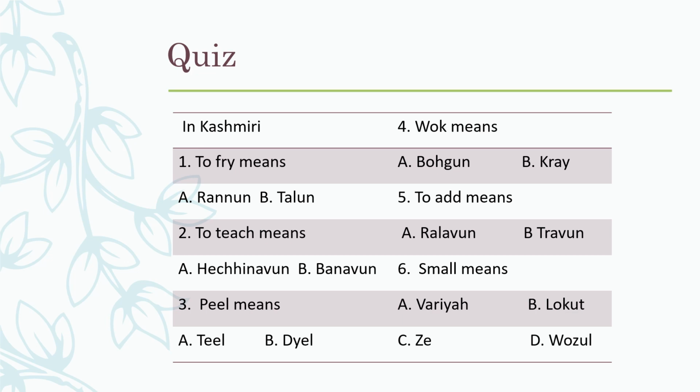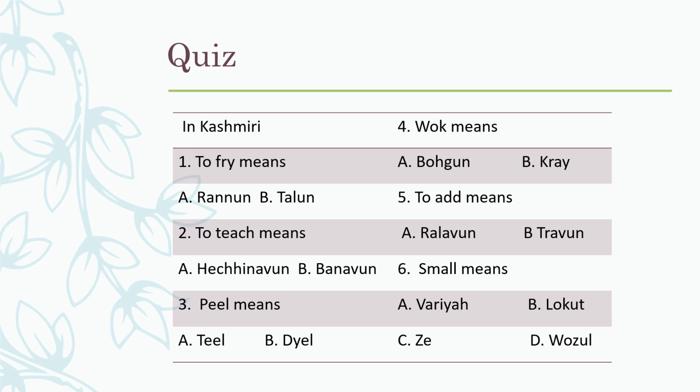In Kashmiri, to fry means A. Ranun, B. Talun. You have to choose the right answer. To teach means A. Hichnavun, B. Banavun. Peel means A. Til or B. Del.